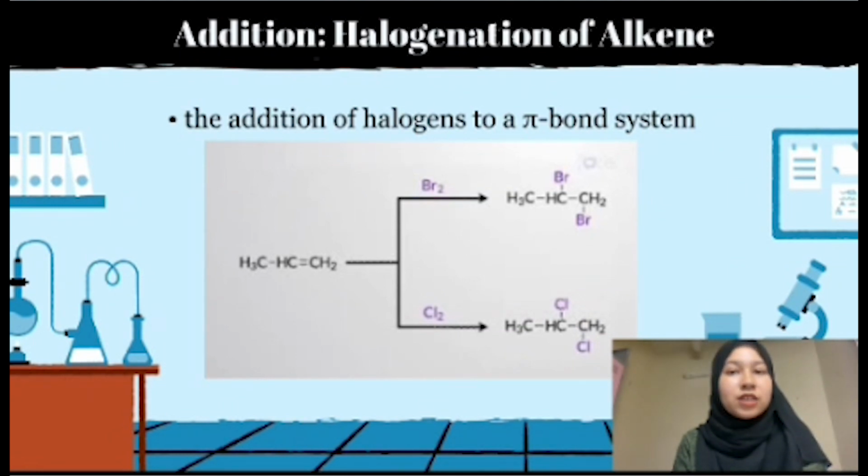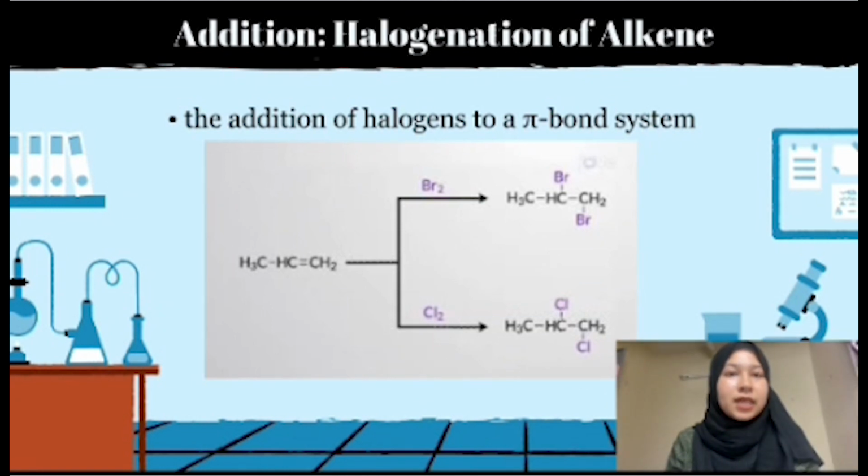In this video, I would like to explain about another two examples of addition reaction, which are halogenation and hydrohalogenation reaction of alkenes. Halogenation reaction of an alkene means the addition of halogens such as bromine or chlorine gas on the double bond of alkenes to produce vicinal dihalides.